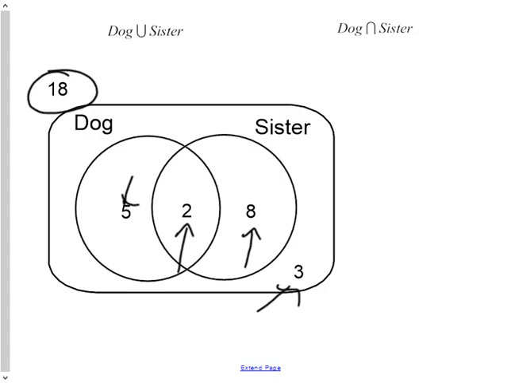Back to this for a second. Where would dog intersect sister be? Just the 2. How about dog union sister? It's a big group. The 5, the 2, and the 8. Good. All right, good. How about this?